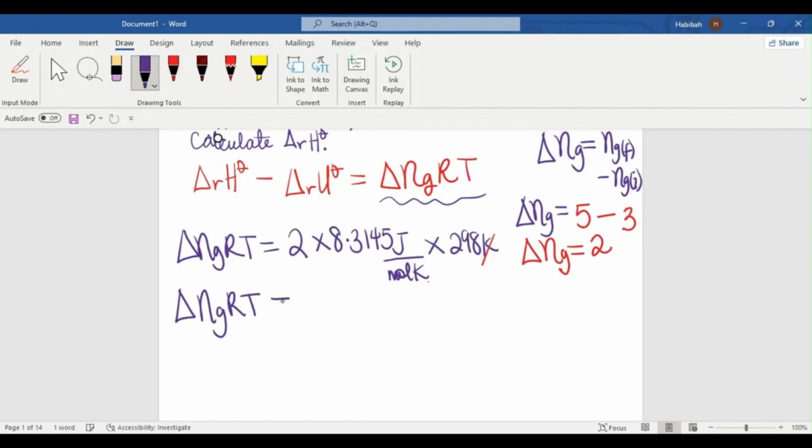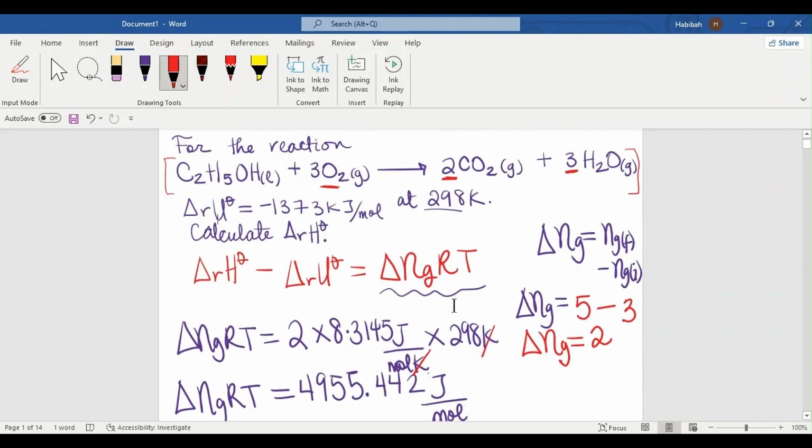So what we end up having is 4955.442 joules per mole. Of course, Kelvin has been cancelled out. So this is basically what you get. And this is the information that you're going to actually use and substitute in order to determine the change in enthalpy for the reaction.